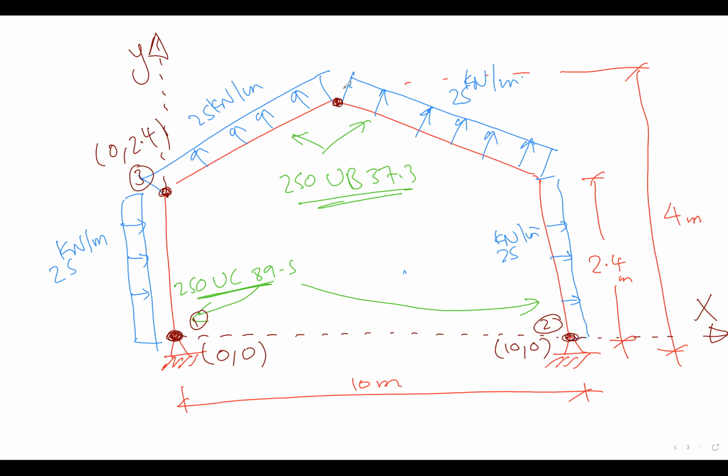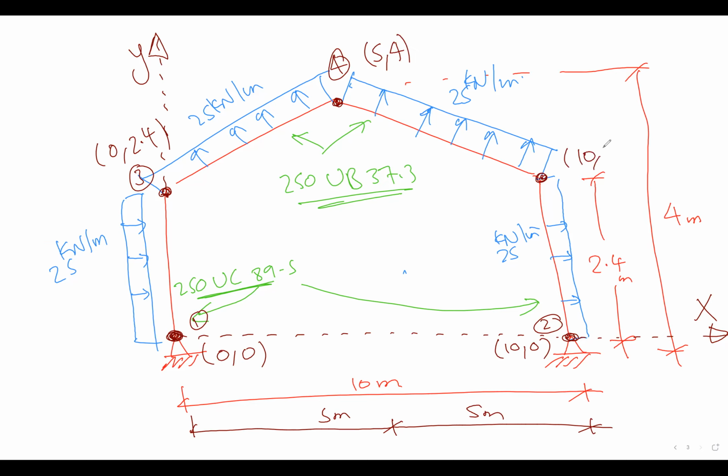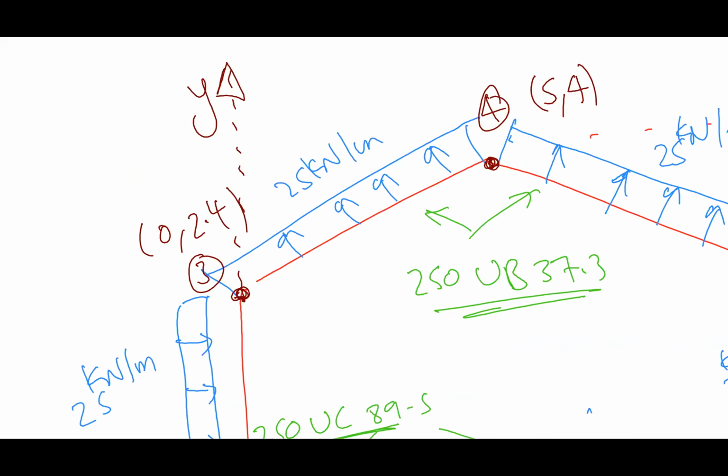Point number 4 is this one in the middle. So 5 meter and 5 meter. So this will be 5 in x and 4 in y. This will be 10 in x and 2.4 in y. Point number 5. So we have 5 nodes to draw the frame. So now we'll go to the software.